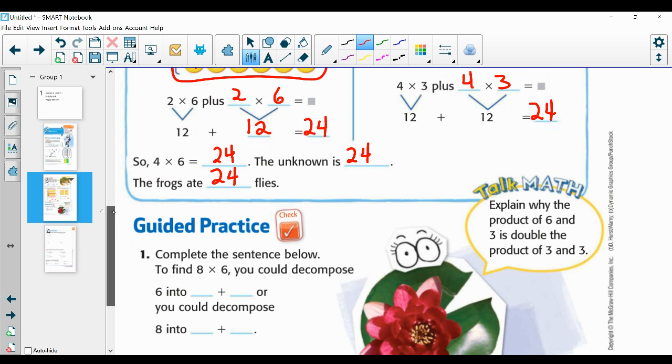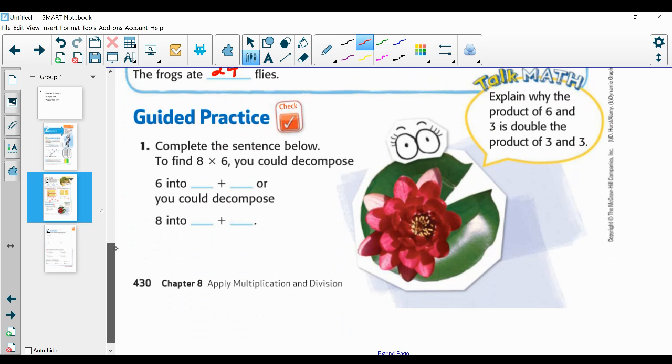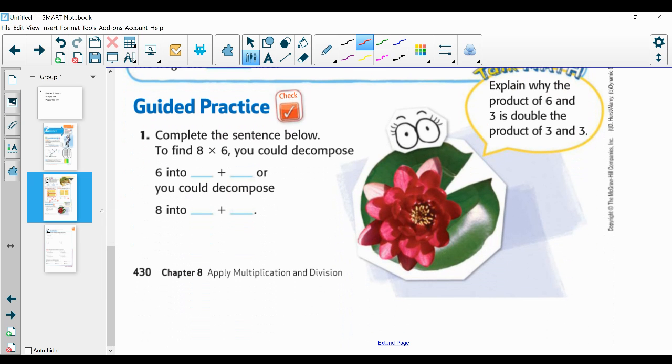Okay, guided practice. This is the part where you pause, write your answer, and then press play on the video again. So complete the sentence below. To find 8 times 6, you could decompose 6 into blank plus blank, or you could decompose 8 into blank plus blank. So let's take it slow. Complete the sentence below. To find 8 times 6, you could decompose 6 into blank plus blank. Pause the video and fill in those two blanks.